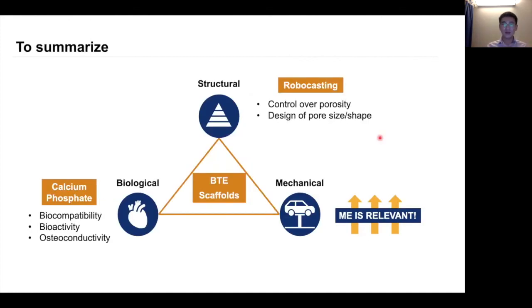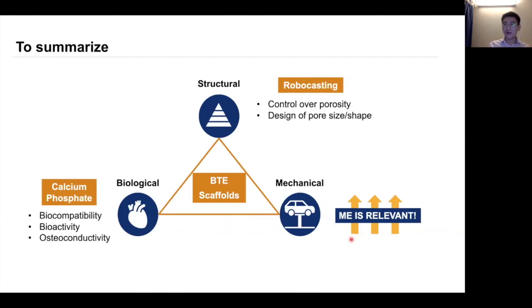And to summarize today's presentation, if you still recall, the requirements for BT scaffolds can be characterized into biological, structural, and mechanical aspects. In today's presentation, I've talked about how calcium phosphate can help us achieve the biological properties and how robocasting can allow us to control the porosity as well as the pore size and pore shape. And lastly, there's still a gap, a limitation in terms of the mechanical performance of these scaffolds. And this is where mechanical engineering can come into play.